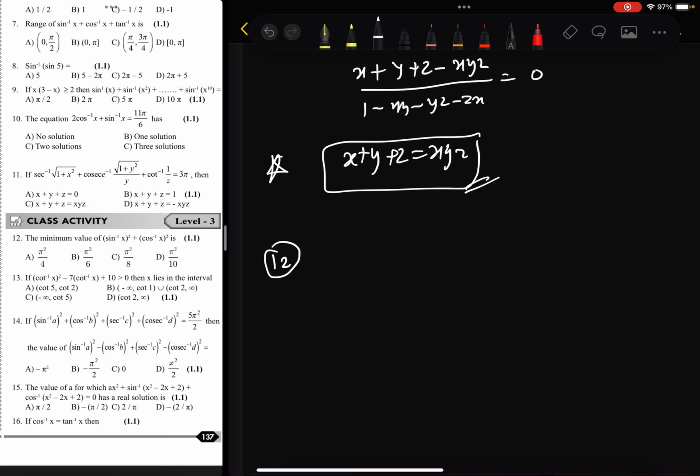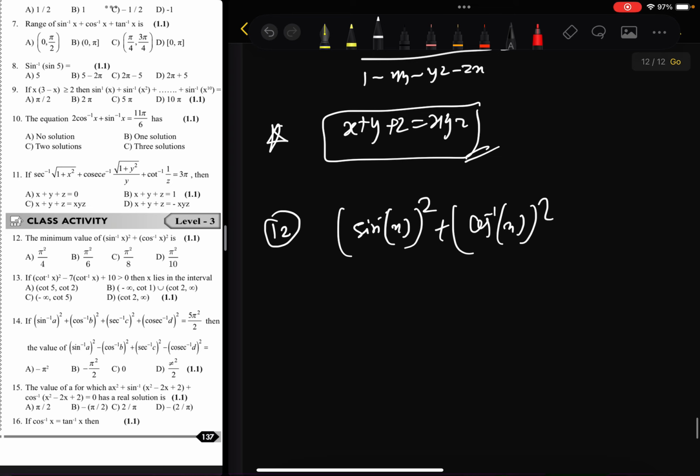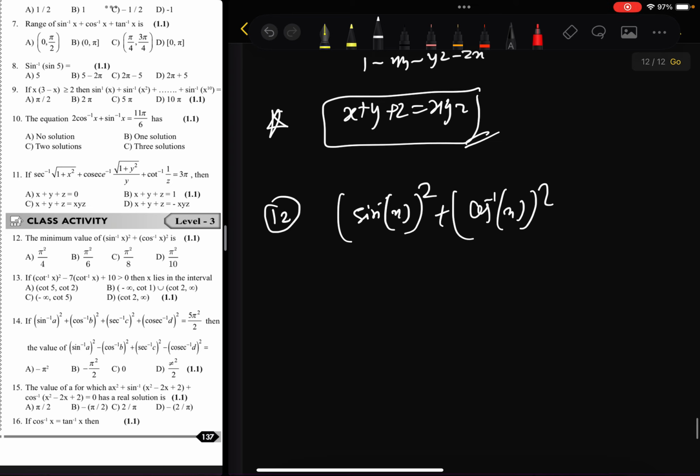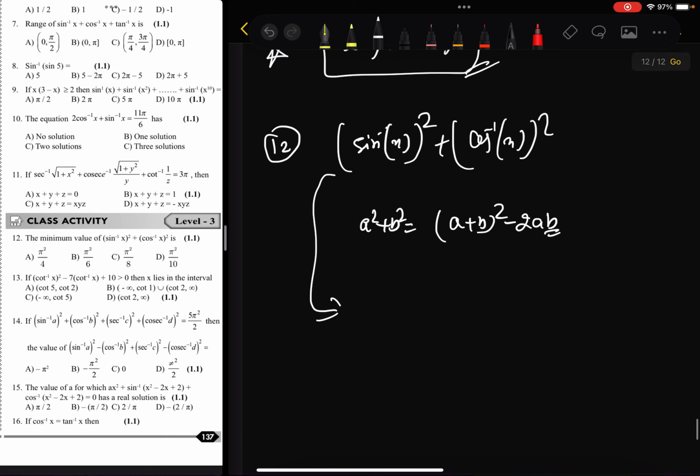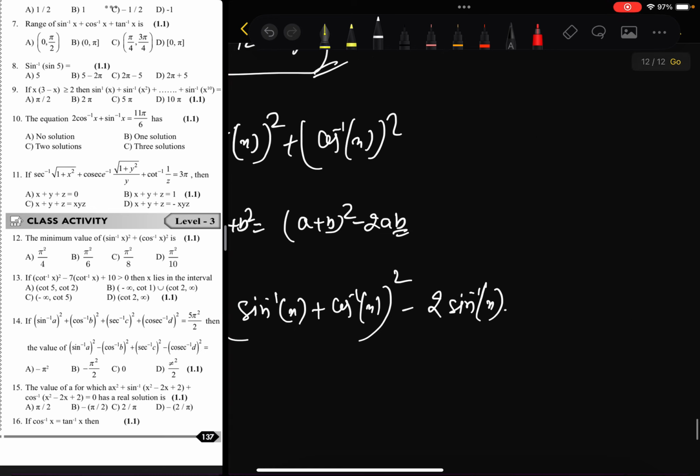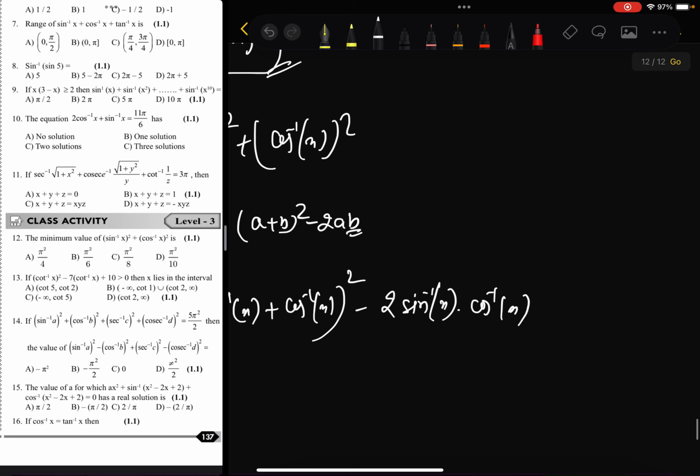Yes, now the question is sine inverse x whole square plus cos inverse x whole square. We need to find the minimum value of this. There is a formula for a square plus b square: we can write it as a plus b whole square minus 2ab. So here we write sine inverse x plus cos inverse x whole square minus 2ab, that is sine inverse x into cos inverse x, right?